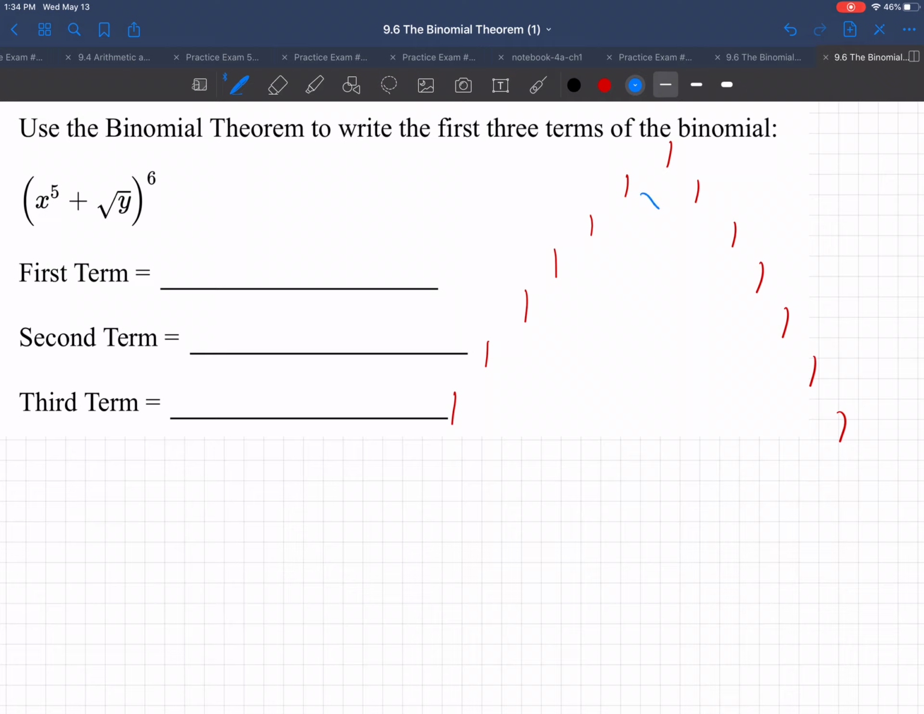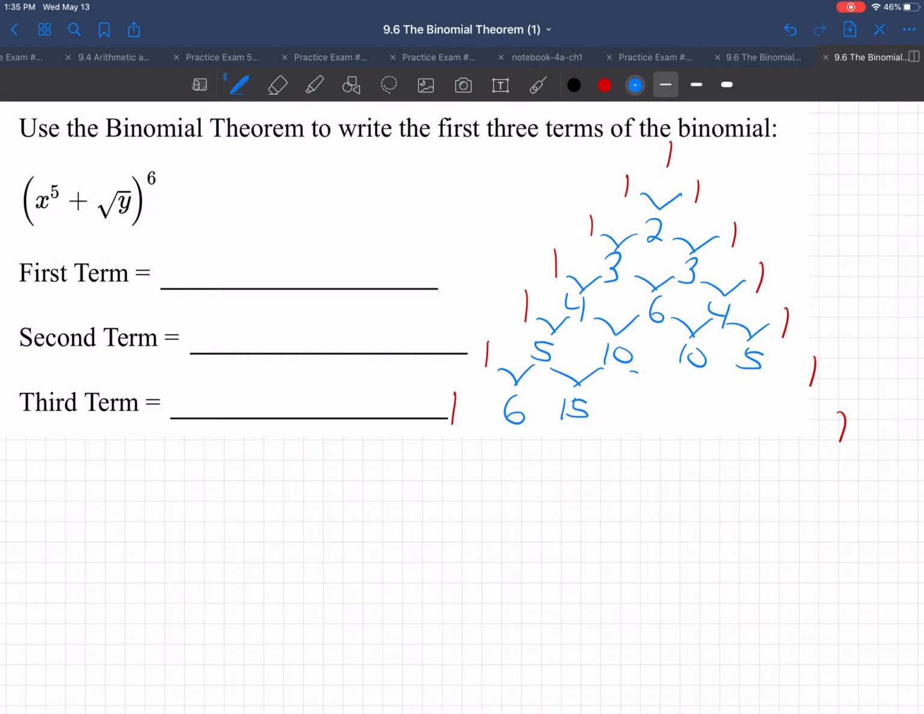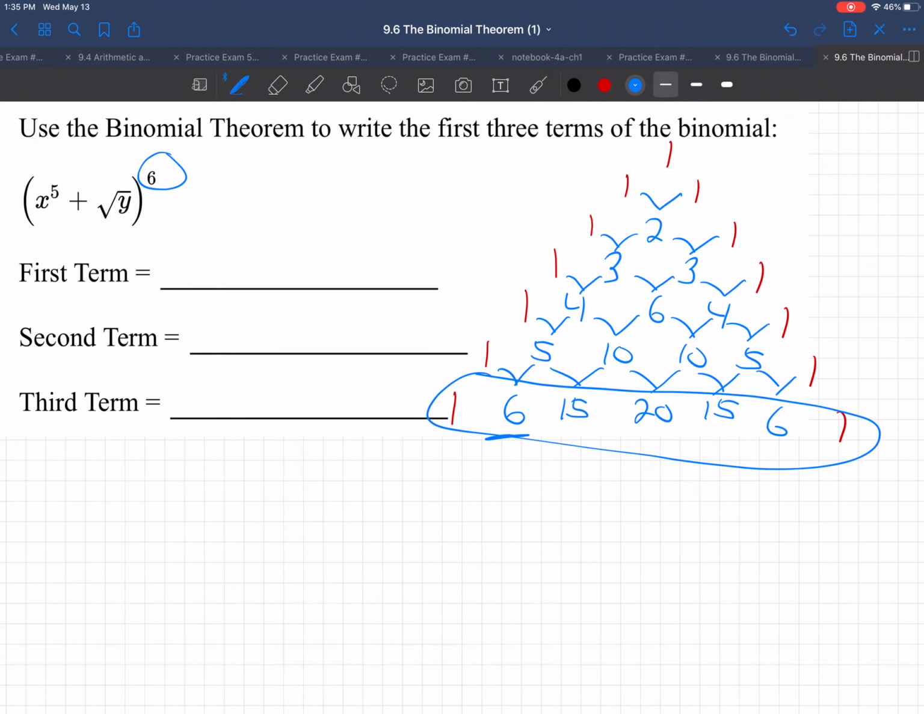Adding the numbers in between, adding down: 1 and 1 is 2, 1 and 2 is 3, 1 and 3 is 4, 3 and 3 is 6, 1 and 3 is 4, 1 and 4 is 5, 6 and 4 is 10, 6 and 4 is 10, 5, 1 and 5 is 6, 5 and 10 is 15, 10 and 10 is 20, 10 and 5 is 15, 1 and 5 is 6. That's what we need, because for the sixth power, there's the 6 coefficient.